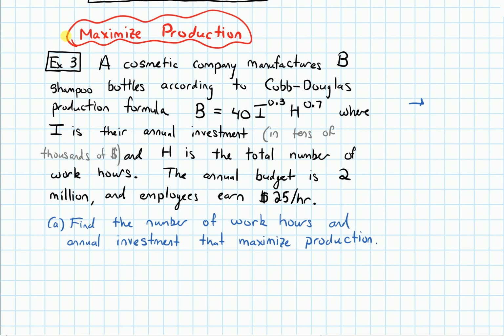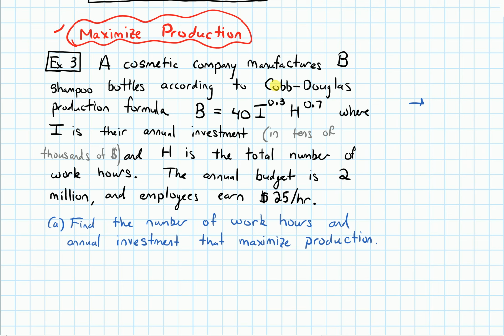In this video, we are continuing this section on optimization problems that involve a constraint, and we'll do an example where we maximize production. So the example says that a cosmetic company manufactures B shampoo bottles according to a Cobb-Douglas production formula. B equals 40 times I to the 0.3 times H to the 0.7.